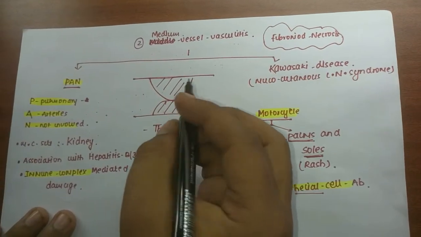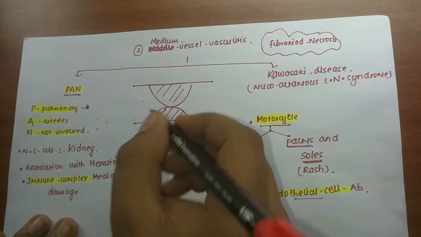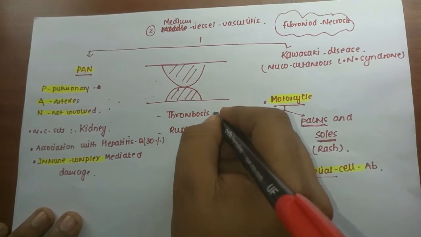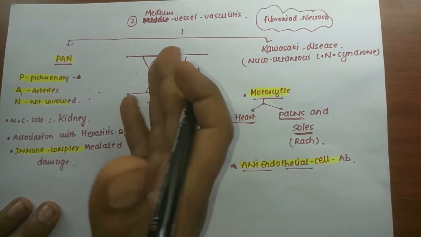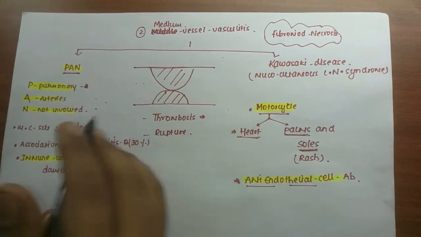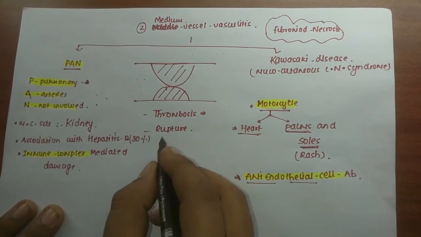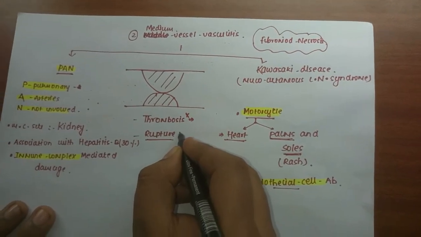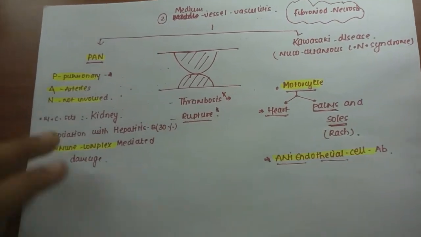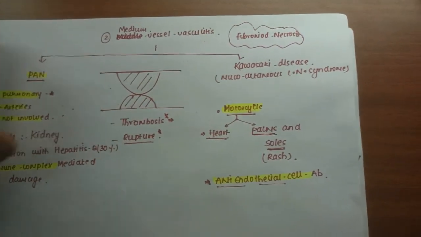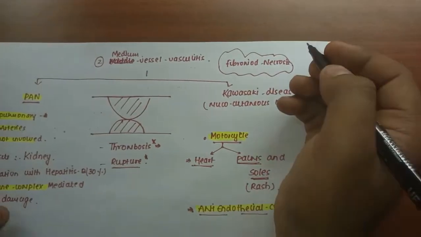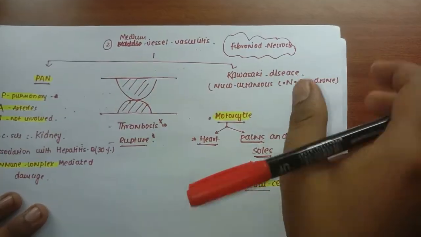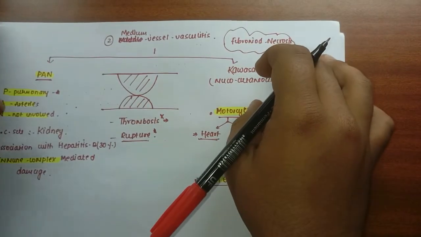Since the medium vessels are involved, it can completely occlude your blood vessels. So it leads to thrombosis and infarction of the downstream organ. Due to the thrombosis, there is a back pressure which ultimately leads to rupture. So the main symptom here is due to thrombosis. The secondary symptoms can be due to the rupture of the blood vessels. Another point I would like to focus on here is fibrinoid necrosis. In medium vessel vasculitis and in small vessel vasculitis, you can see fibrinoid necrosis.